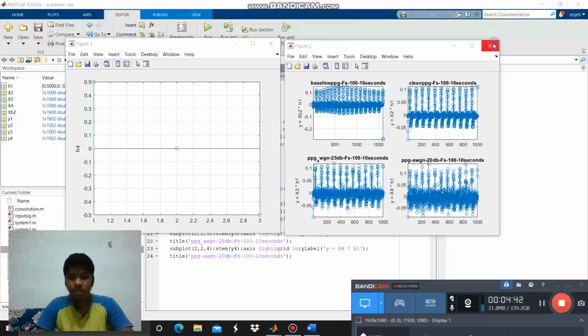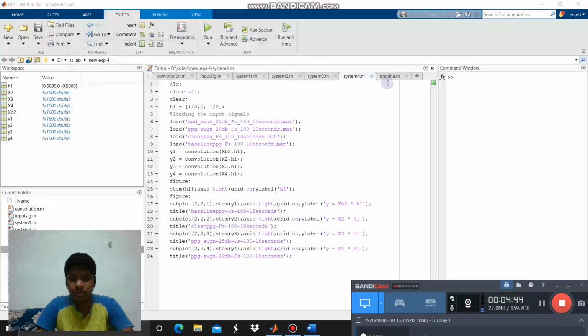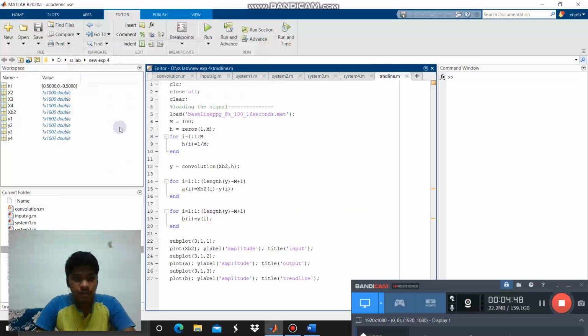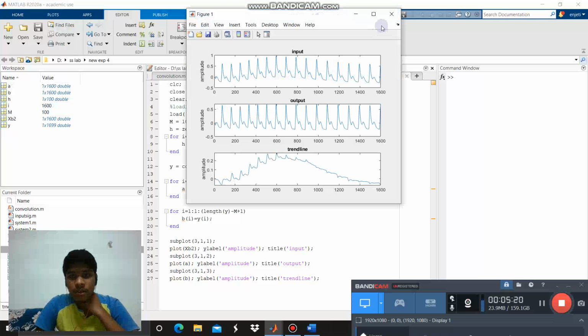And coming to the next part, the trend line, let's take any signal. We have loaded the signal and are convolving it with an impulse response for a random delta input. Let's take n equal to 100 and m equal to 100, and here b is the trend line and a is the output after removing the trend line from the input. After running this program, here is the graph.